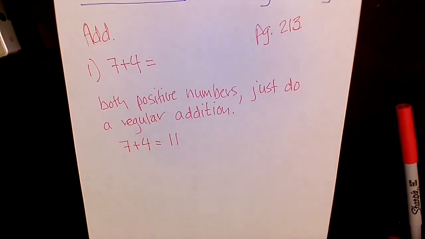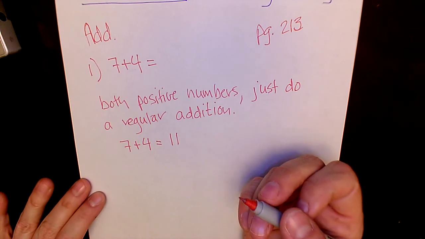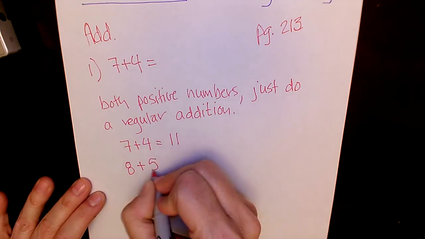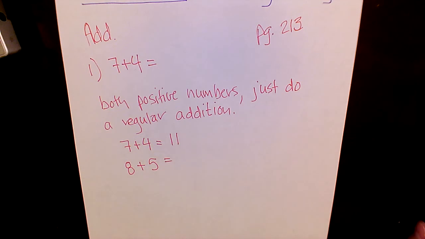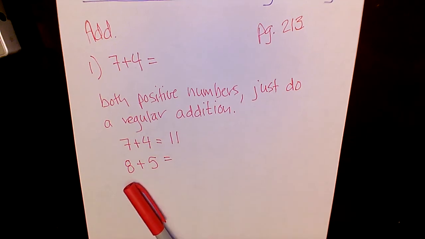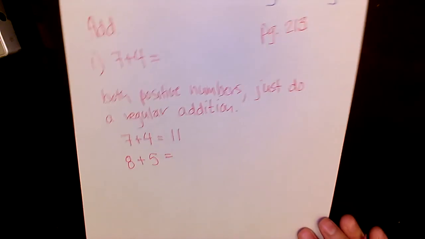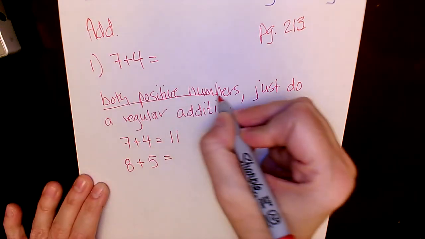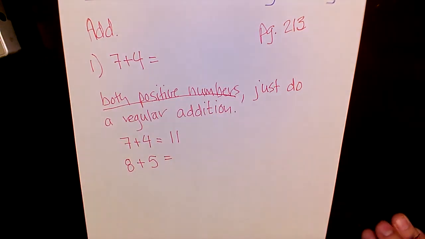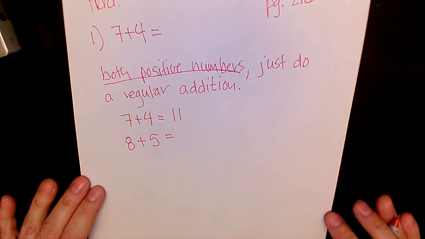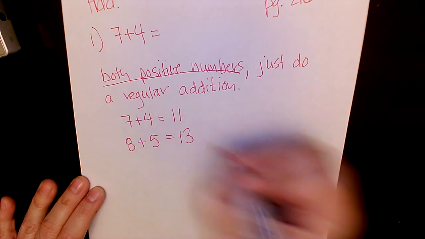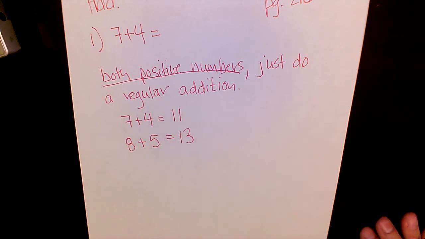Let me do another one of those. What if I had 8 plus 5? The 8 is positive, the 5 is positive. They're both positive numbers. Just do a regular addition. What's 8 plus 5? 13. That's it, you're done.